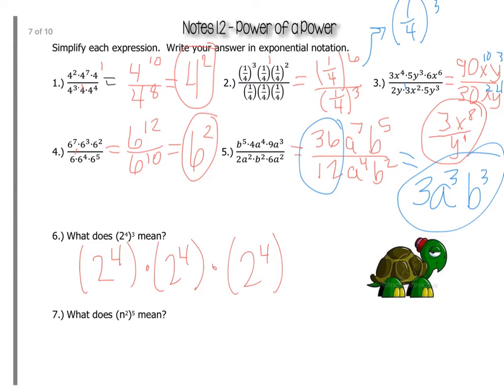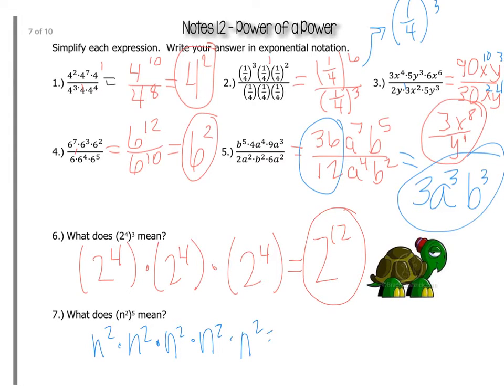Okay, from the knowledge that we had before, when I multiply a number that has the same base, that base stays the same. Then you add the exponents. So 4 plus 4 is 8, plus another 4 is 12. So 2 to the 12th power is your answer. Then we look at the next one, which is what does n to the 2nd power raised to the 5th power mean? Well, that means n to the 2nd power times itself 5 times. So again, n, and then I have 2, 4, 6, 8, 10 for your exponent. So n to the 10th power is your answer.